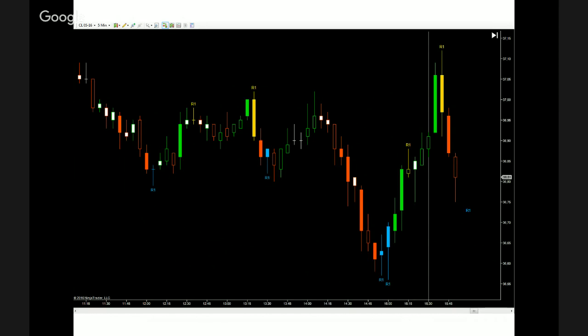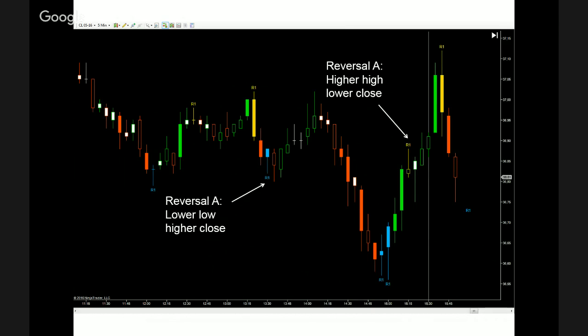So here we have a reversal type A. We see a lower low and then a higher close. And in this case, we have also a reversal type A. In this case, it's a reversal down bar that doesn't lead to much, but nonetheless, we see a higher high and a lower close. So it fulfills the requirement for being a reversal down.